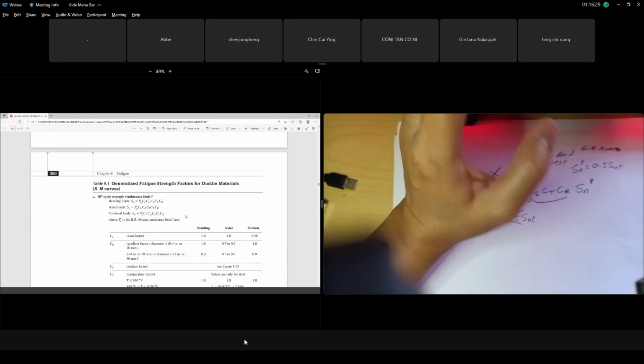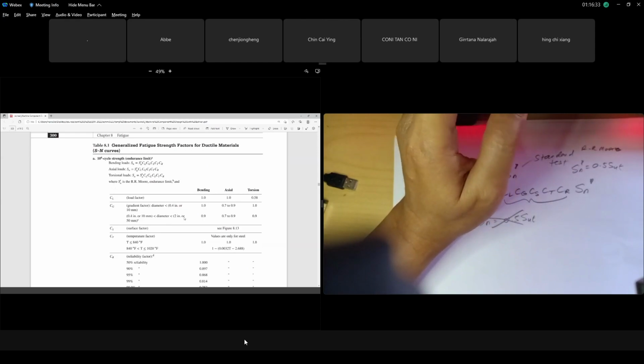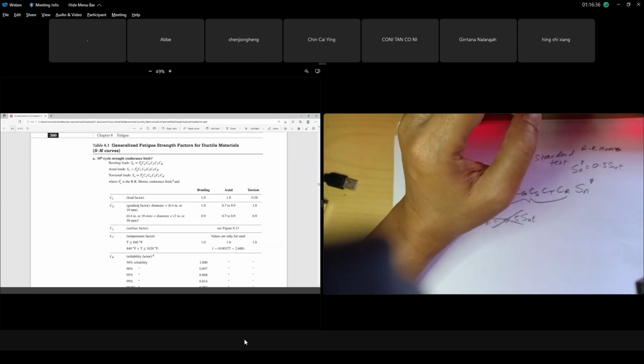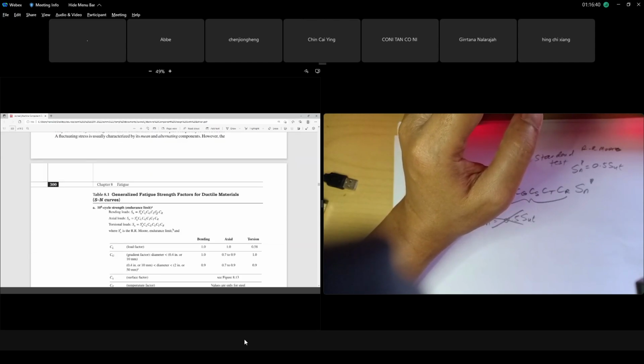You just bookmark. Table 8.1 is important, guys. Look, this is how you get the values of CL, CG, CS, CT, CR. Okay, CL is the load factor. Remember, CL is the load factor.